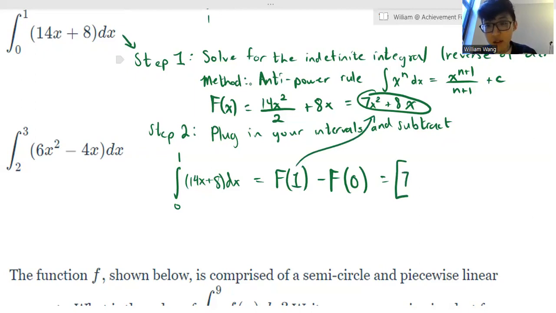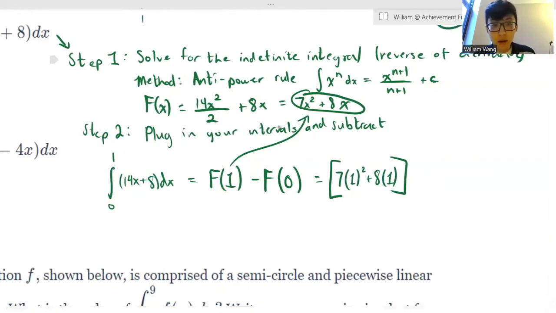So it's 7 times 1 squared plus 8 times 1. I plug it in for both of the x's, right, both of the x's. Cool, so I got that part. Then I'm going to subtract, and then I'm going to plug in 0 and plug it in for both of the x's. So 7 times 0 squared plus 8 times 0.